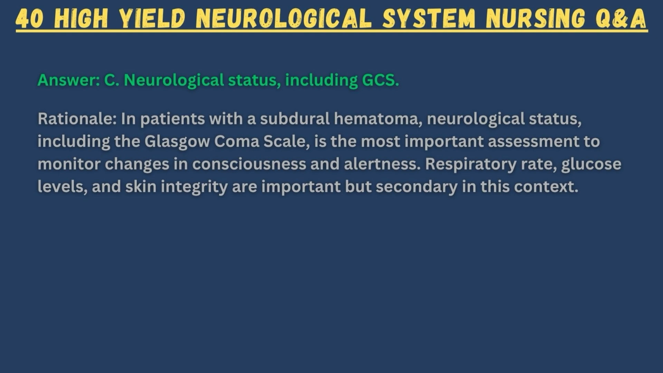Neurological status, including GCS. Rationale: in patients with a subdural hematoma, neurological status, including the Glasgow Coma Scale, is the most important assessment to monitor changes in consciousness and alertness. Respiratory rate, glucose levels, and skin integrity are important.